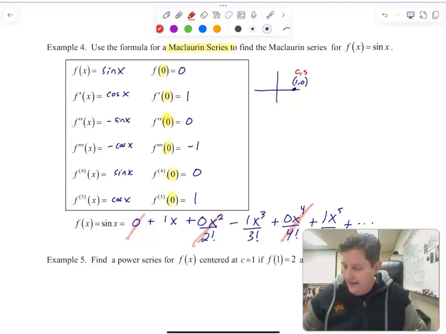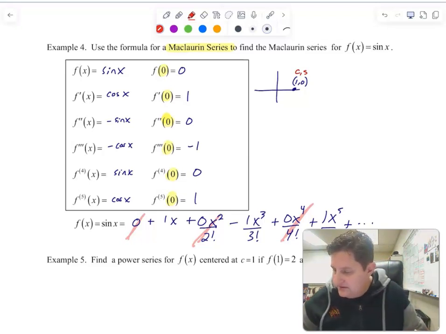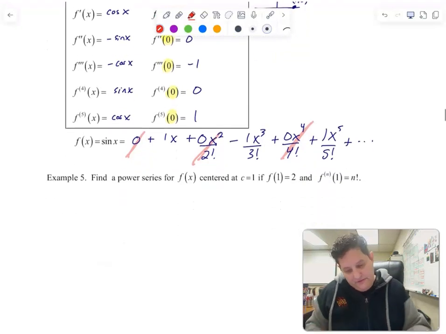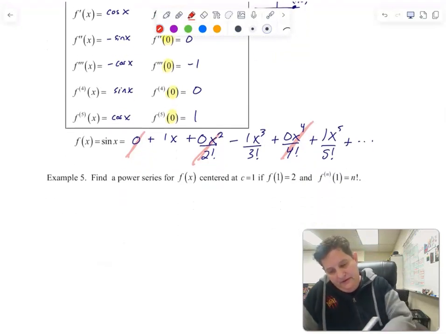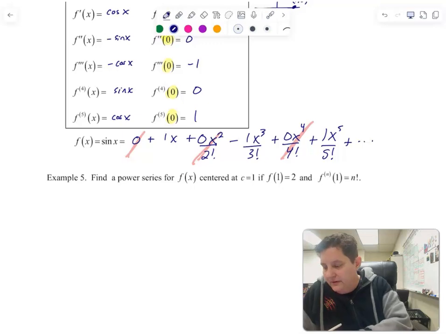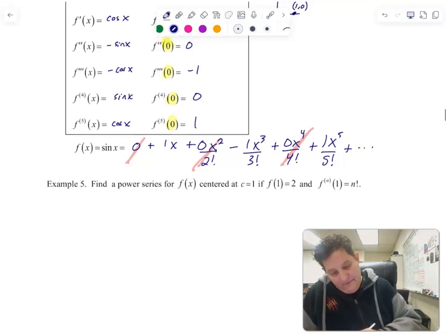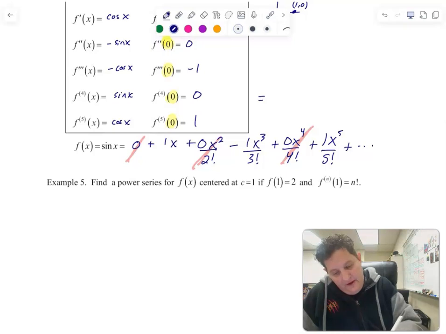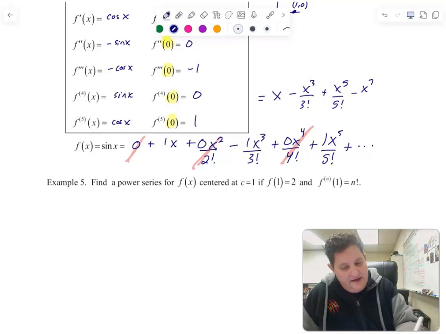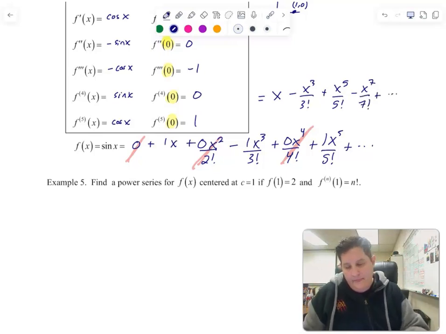Okay? And let's go ahead and write, let's see, here, our terms. It didn't really leave me a lot of room, so I don't know exactly where I'm going to write this, but here, we'll just go up here. Okay, x minus x to the third over 3 factorial plus x to the fifth over 5 factorial minus x to the 7 over 7 factorial plus. Okay?